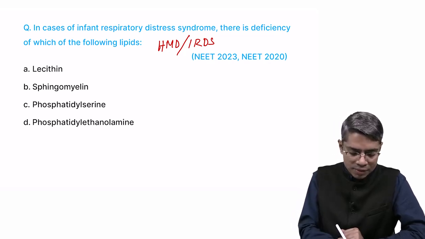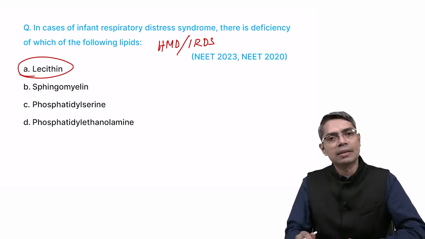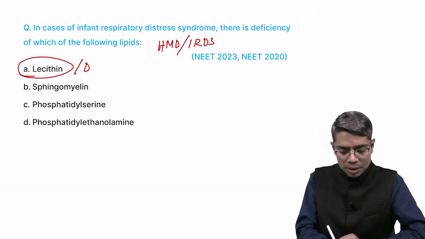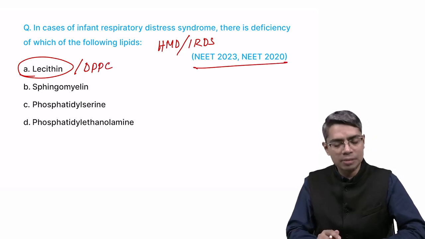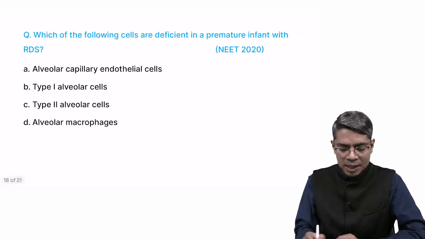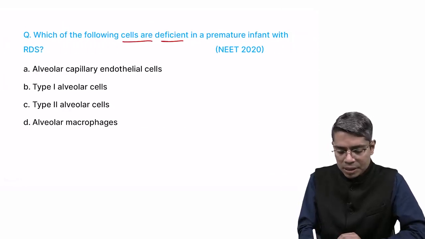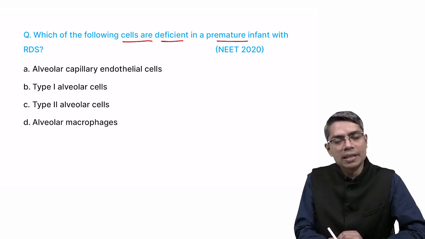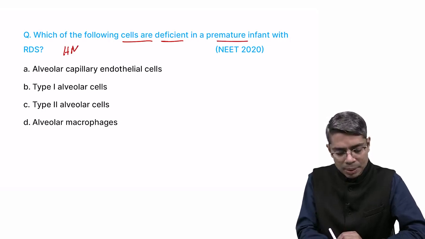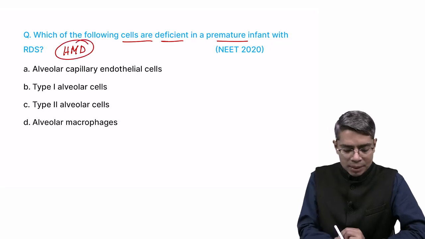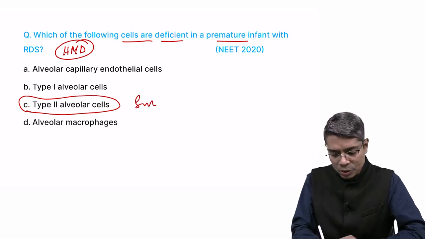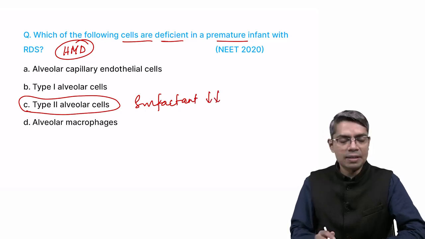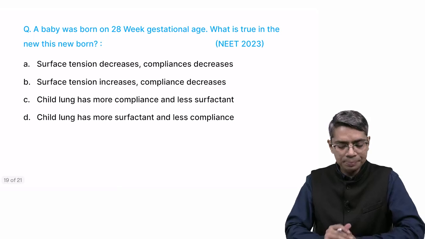The major component of surfactant is lecithin, right, or DPPC. See, this question has been asked twice. Okay, so this is very, very important and very easy. Which of the following cells are deficient in premature infant with IRDS? So again, this question is on hyaline membrane disease. We have already discussed that the type 2 pneumocyte is going to secrete the surfactant. So surfactant is deficient. Okay, so infant respiratory distress syndrome, type 2 pneumocyte.